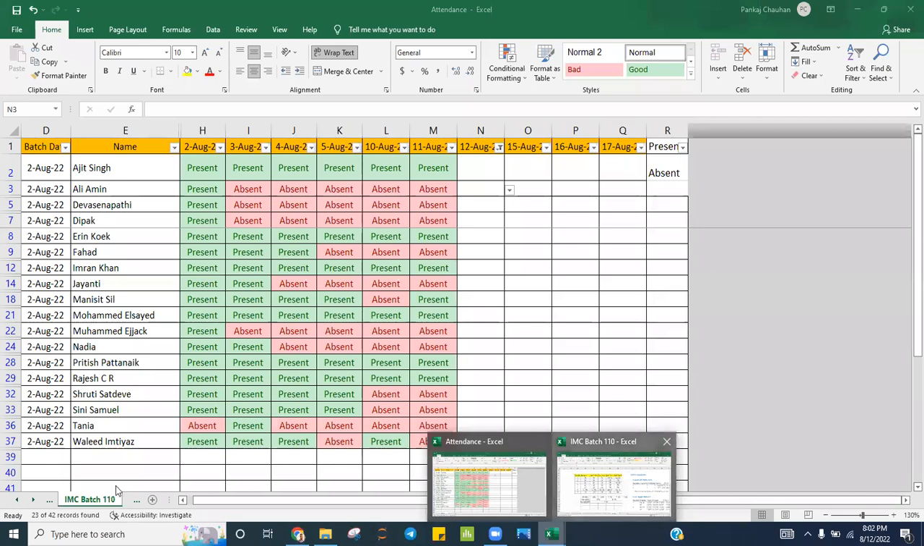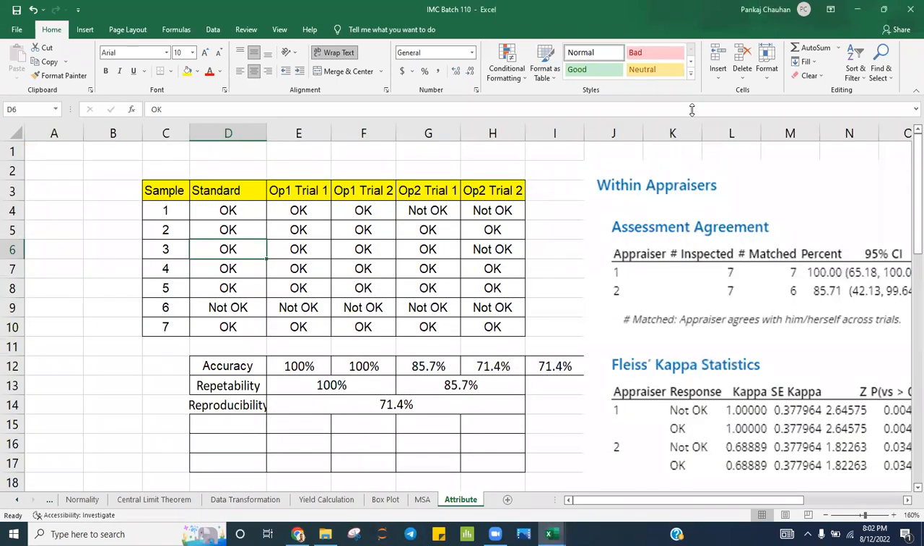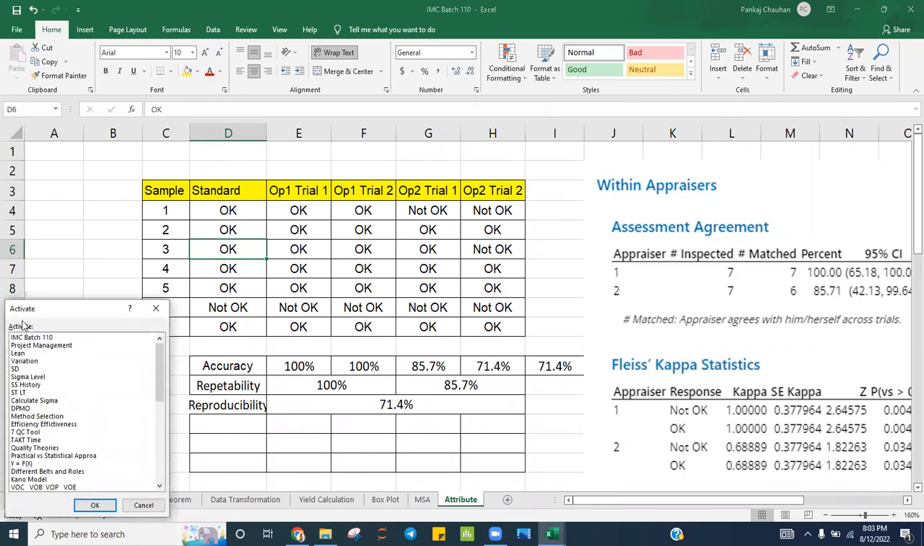Yesterday, the major topics were MSA, the box plot, and data transformation. So what exactly have we covered? Let's just have a quick recap.